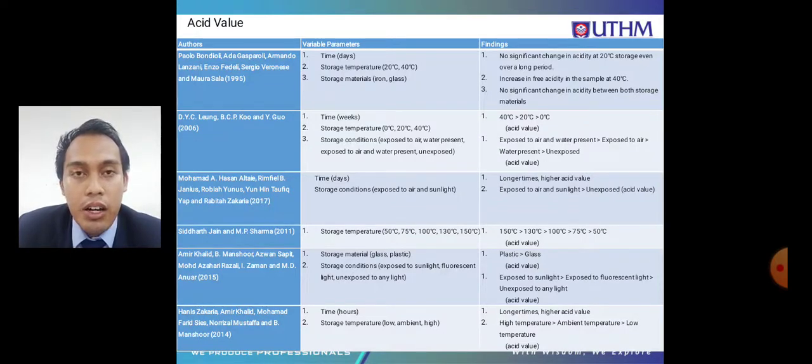The findings mostly showed that the higher the temperature, the higher the viscosity value. And when comparing storage materials, glass showed a higher viscosity value compared to plastic. And in terms of exposure to sunlight or any artificial light, it showed that it is better for the biodiesel to be stored without exposure to sunlight, air, and any artificial light.